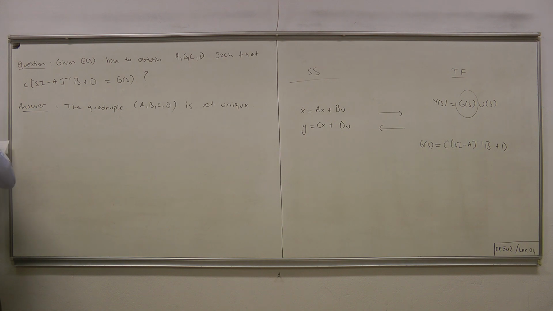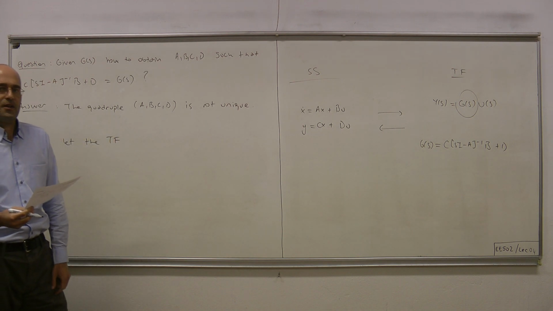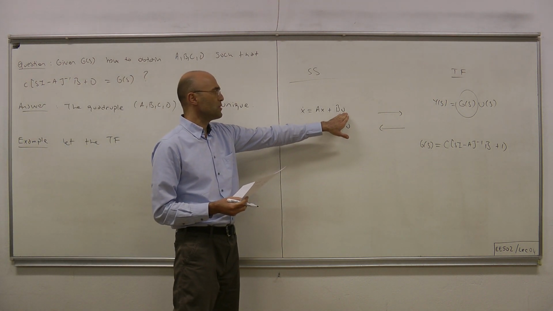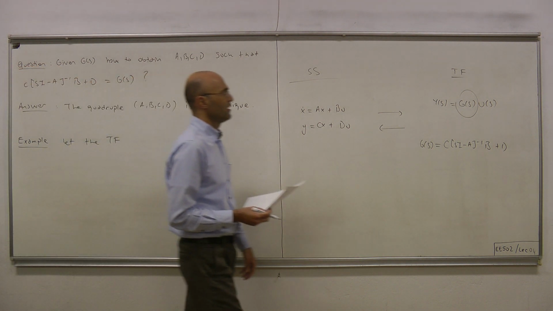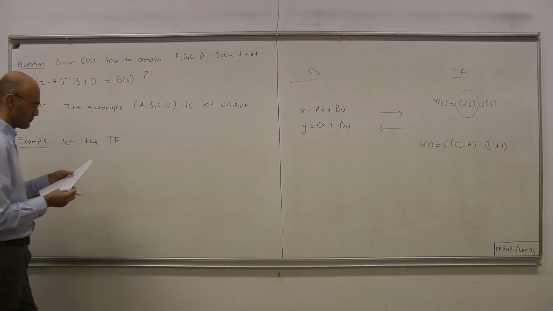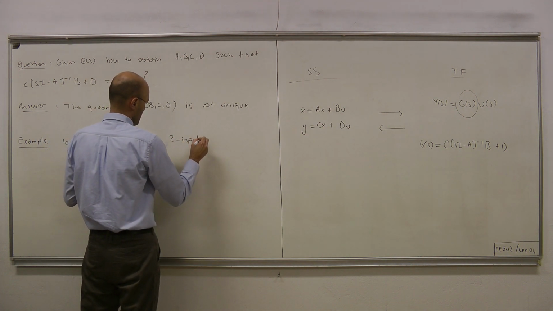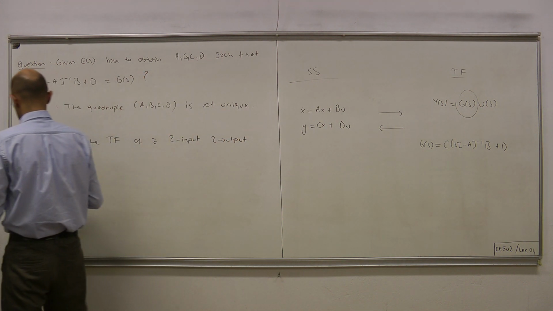So let's consider the following case. Suppose we're given the transfer function of a system with two inputs and two outputs. Therefore, we're talking about a case where u is a vector in R2 and y is a vector in R2. In that case, this matrix will be a 2 by 2 matrix of a 2 input, 2 output LTI system.